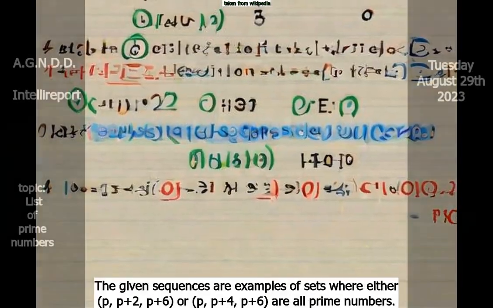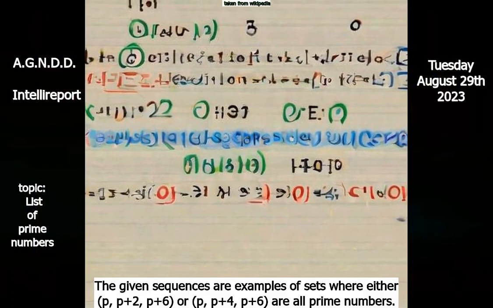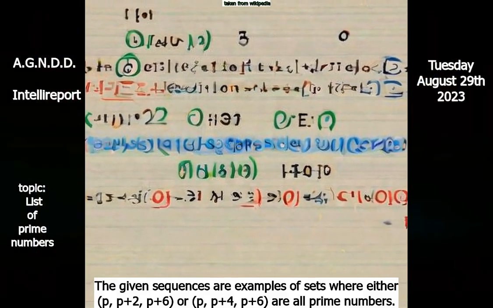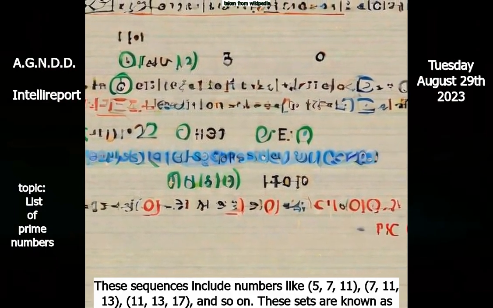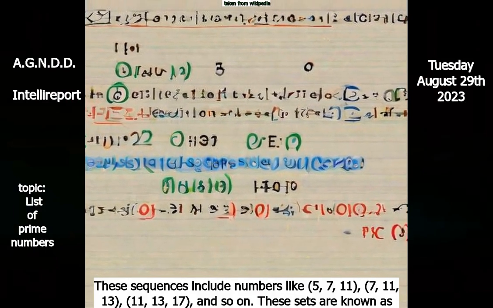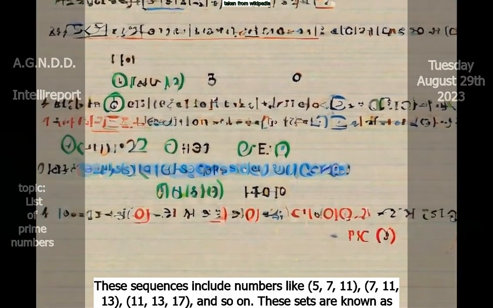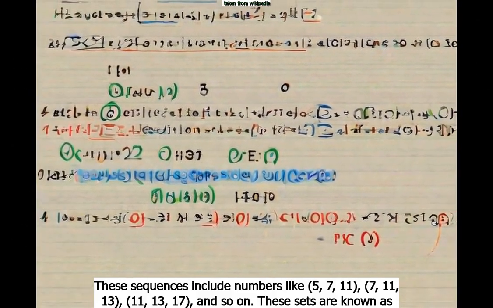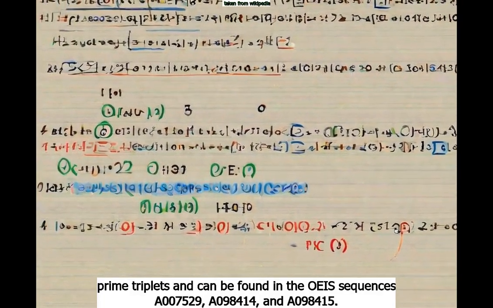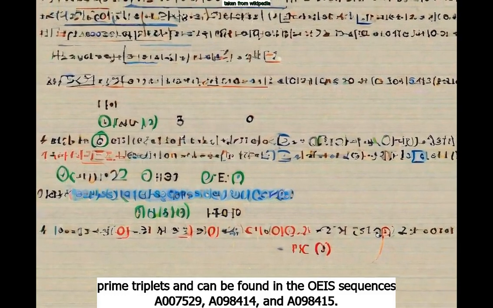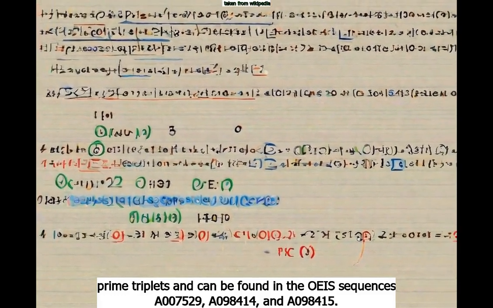The given sequences are examples of sets where either p plus 2, p plus 6, or p plus 4, p plus 6 are all prime numbers. These sequences include numbers like 5, 7, 11; 7, 11, 13; 11, 13, 17, and so on. These sets are known as prime triplets and can be found in the OEIS sequences A007529, A098414, and A098415.